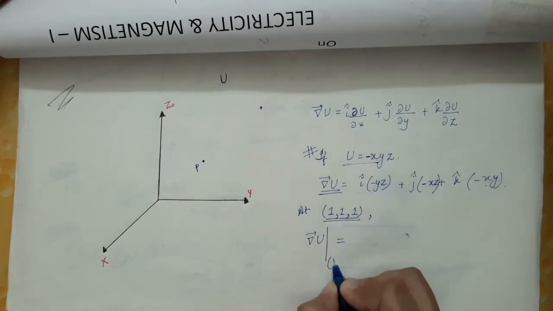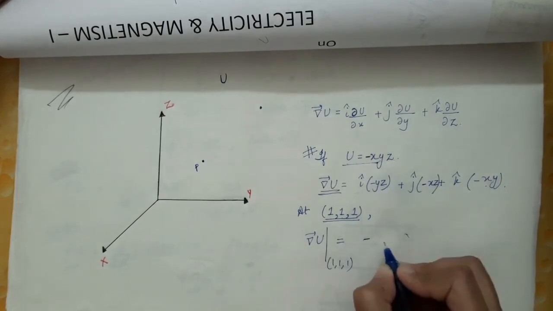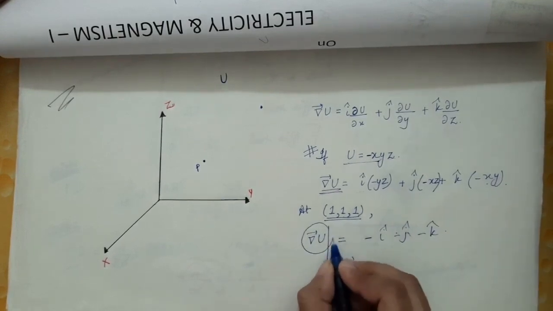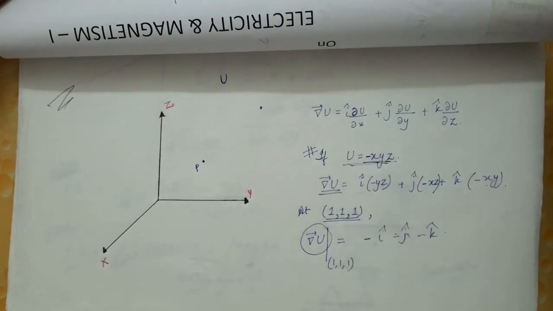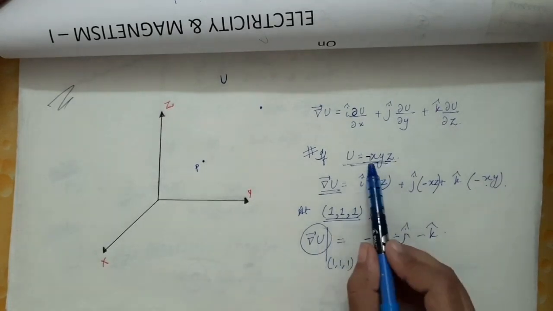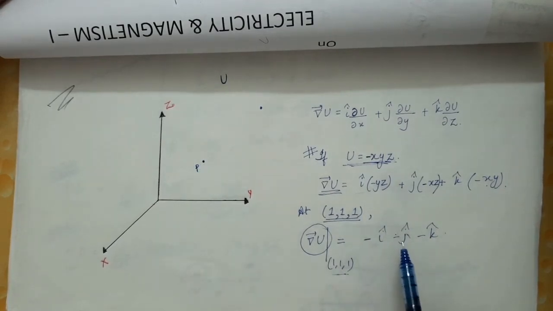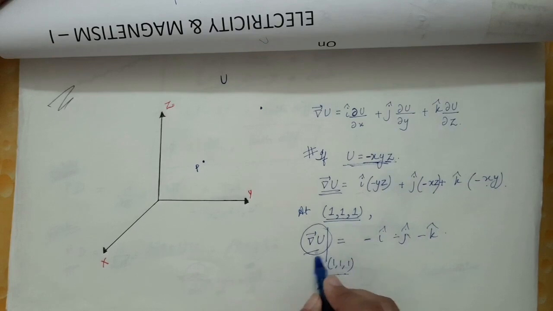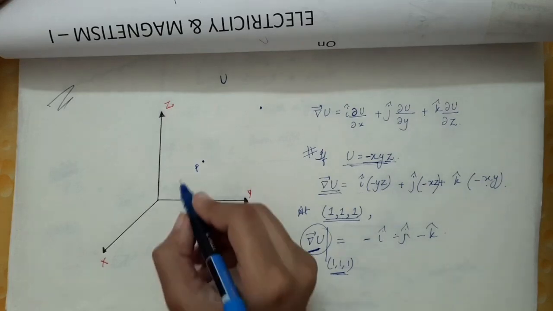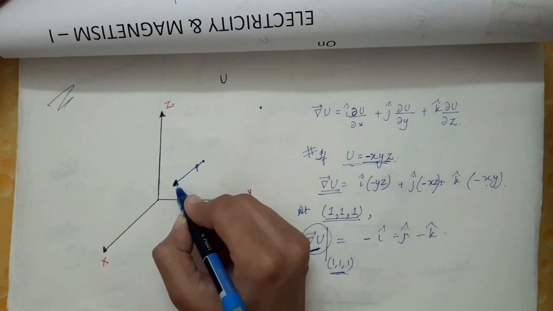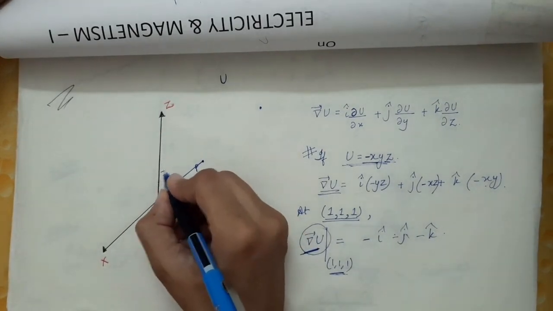So gradient of u at 1, 1, 1 will be equal to minus i cap, minus j cap, minus k cap. So this is the gradient of this particular scalar function which we have taken as an example. The gradient at point P is minus i cap, minus j cap, minus k cap. So this vector, gradient of u at this point, will point along minus i cap, minus j cap, minus k cap. So this is the direction of the gradient of u.